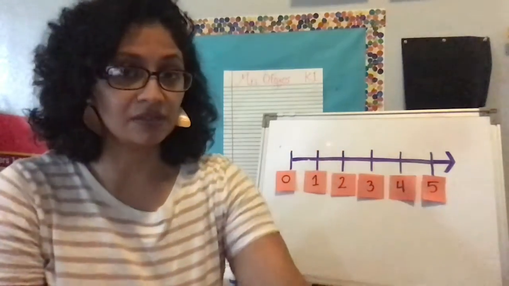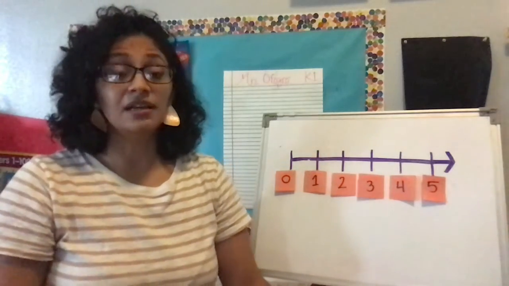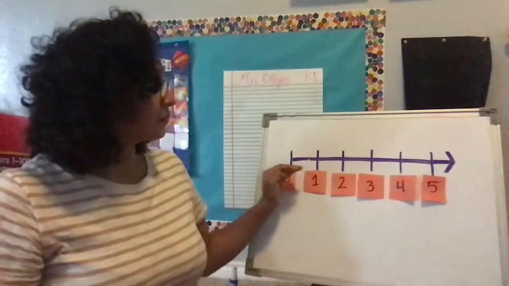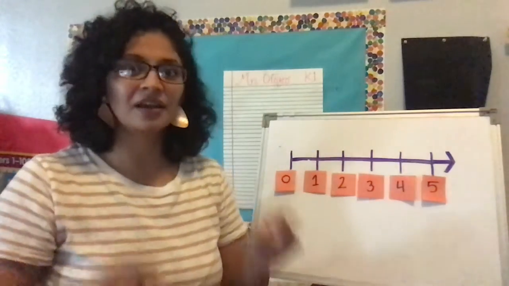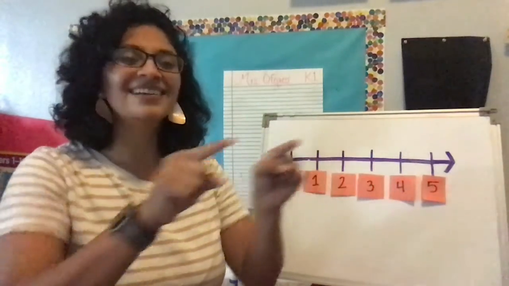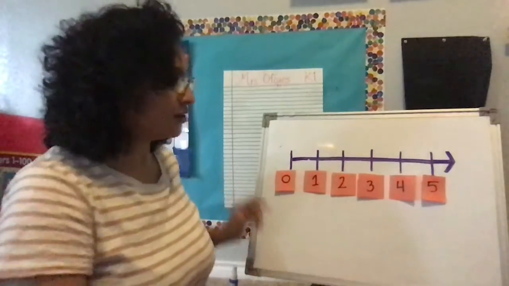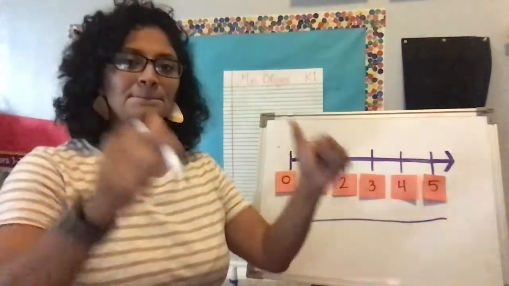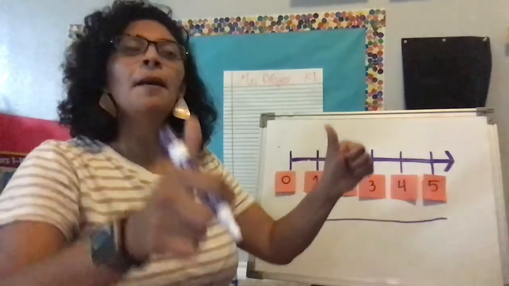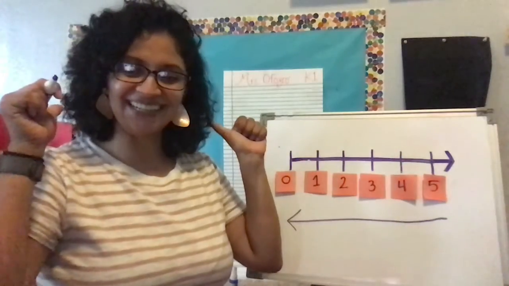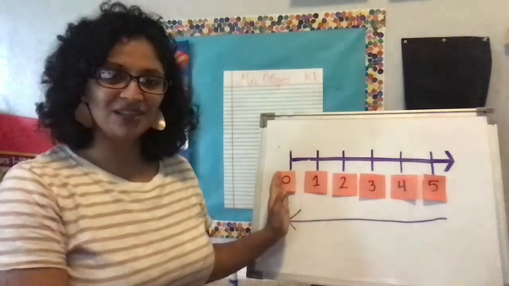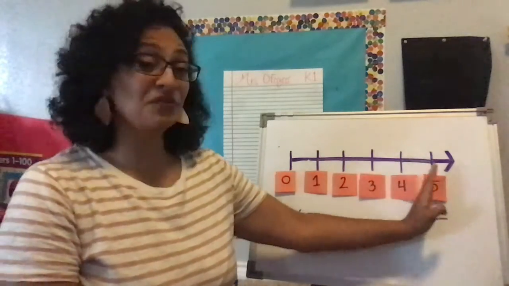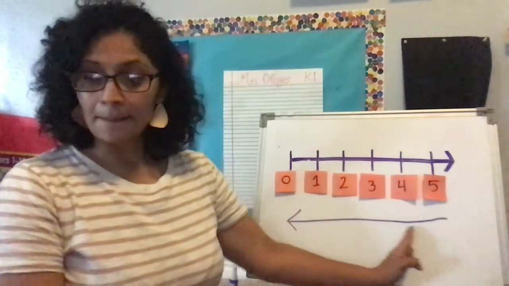So, I want to tell you something else that's really special about number lines. Friends, number lines can also go in this direction. This is something we call forward. Can you say forward? Forward. So number lines can also go in a different direction. Number lines can also go backward. Can you do that with me? Backward. And just like you count forward on a number line, 0, 1, 2, 3, 4, 5, we can also count the numbers backwards.